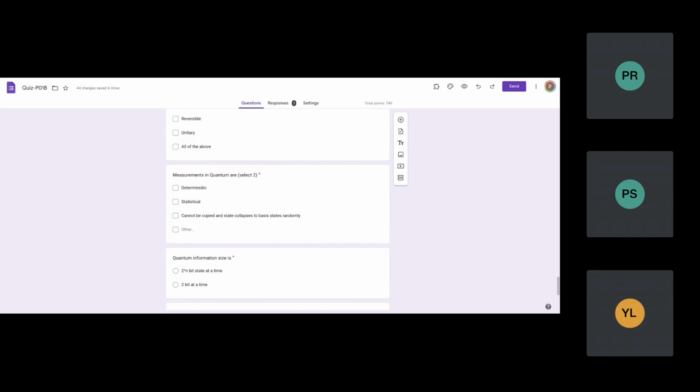Select it's a thermal. Deterministic, statistical, correct. And it cannot be copied. Cannot be copied, yes, and state collapse. Correct. So 2 and 3 are correct.